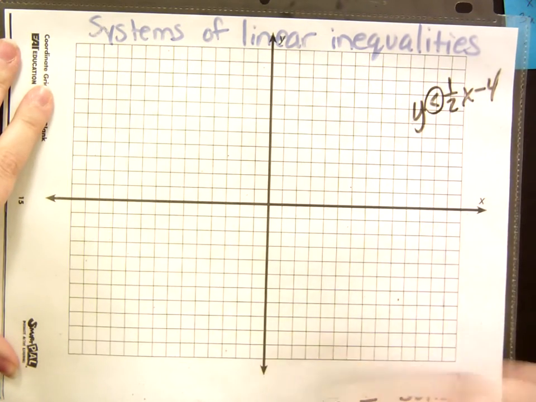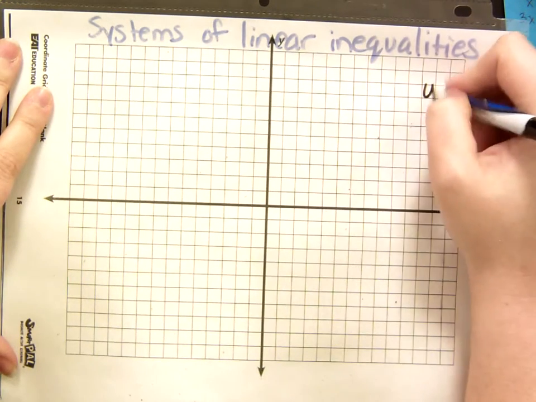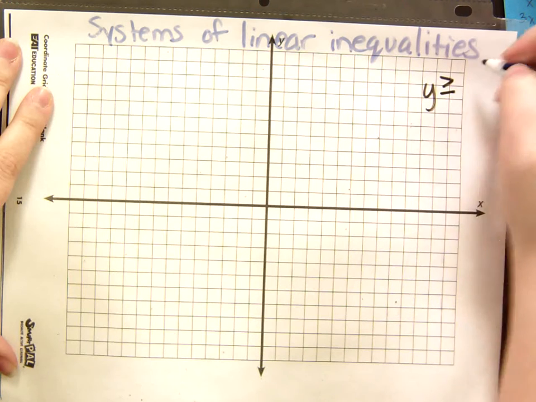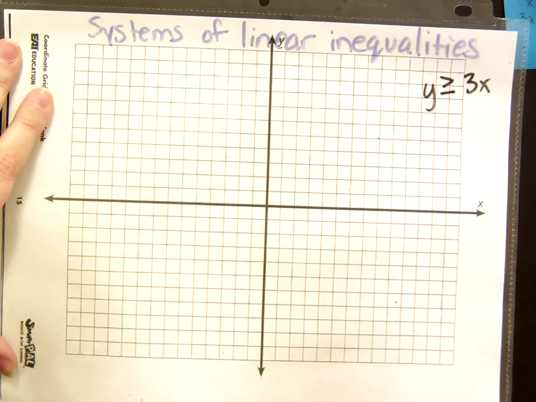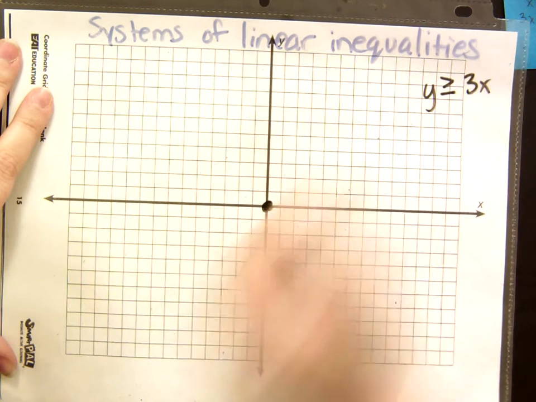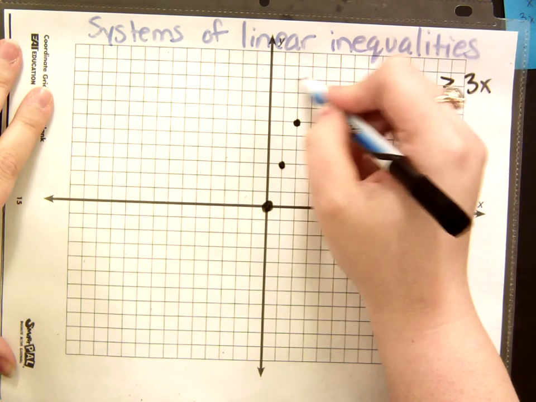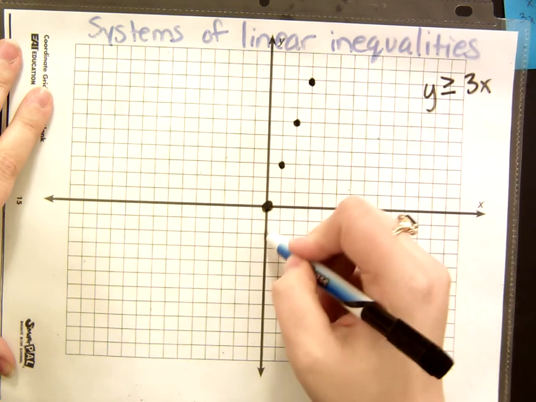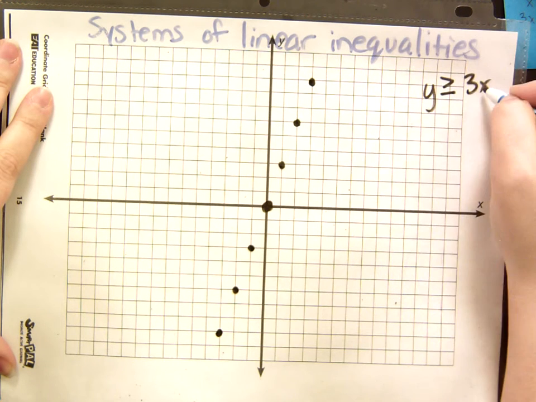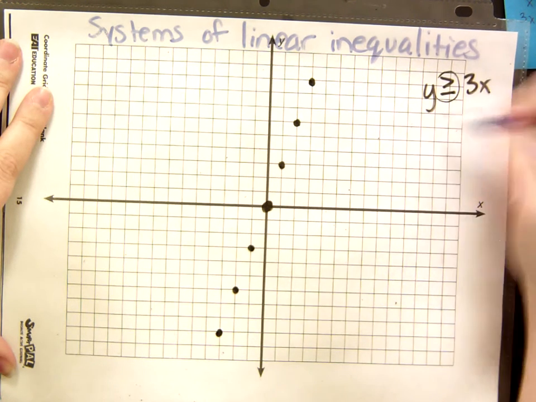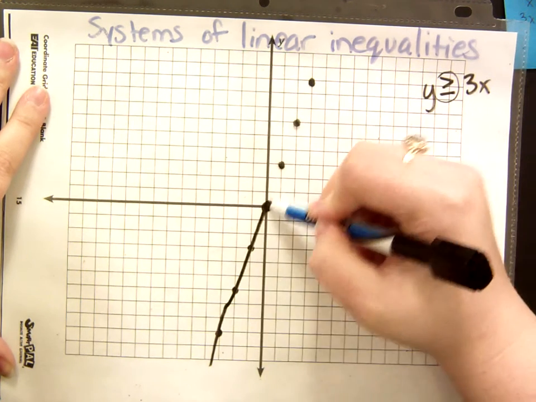Now, let's look at another example. Let's look at y greater than or equal to 3x. No intercept, so it starts at the origin. I go up 3 over 1, 3 over 1. Okay, and when I look at this, or equal to means I'm going to have a solid line, and not very straight, but just bear with me here.